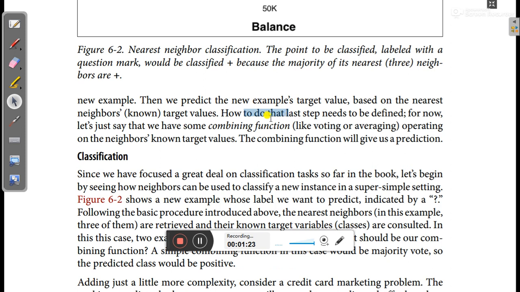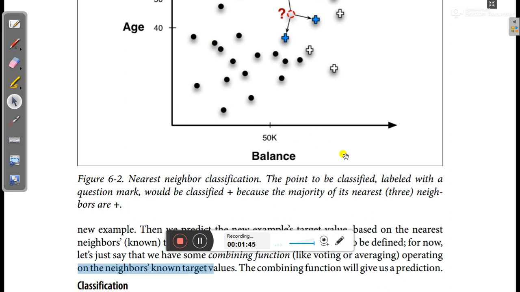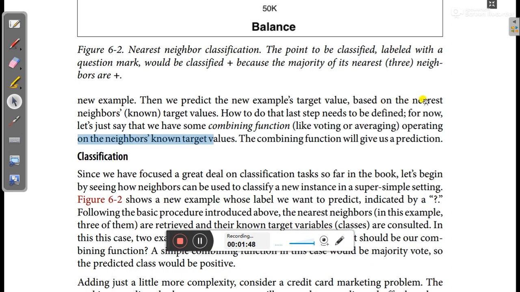How do we do that? The last step needs to be defined. For now, let's just say that we have some combining functions like voting or averaging operating on the near neighbors' known target values. The combining function will give us predictions. So, to predict the new example's target value based on the nearest neighbors' target values, the last step means finding the nearest neighbors' target value.